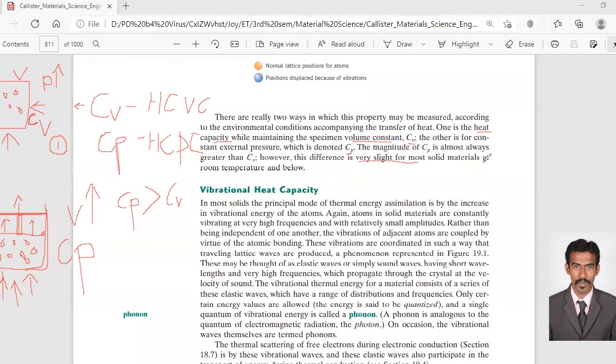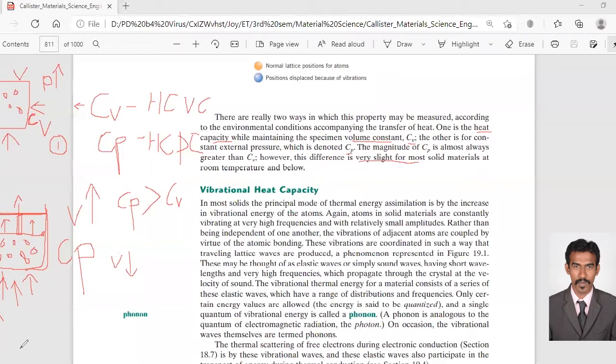Very slight for most solid materials at room temperature and below, right? So for most solid materials, why is this difference very low? Compared to gas and liquid substances, the volume change of solid material is very low, right? Again, you can imagine, when you take a balloon and put gas in it, the volume increases this fast.